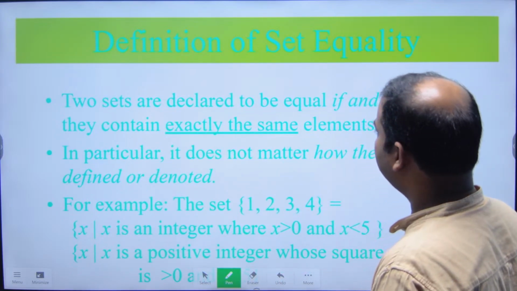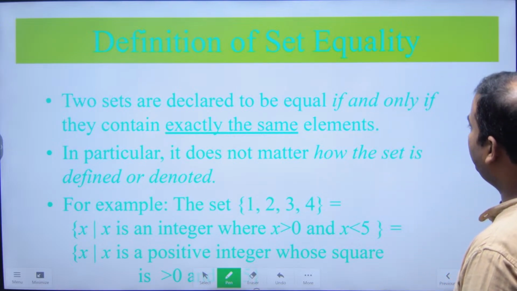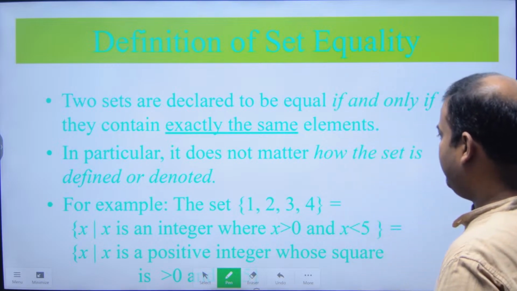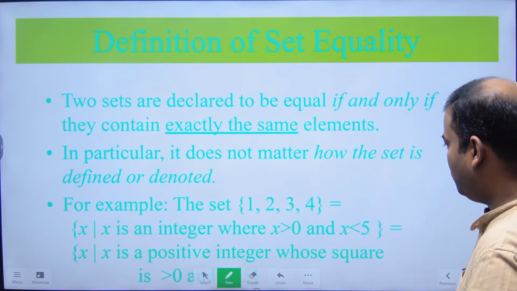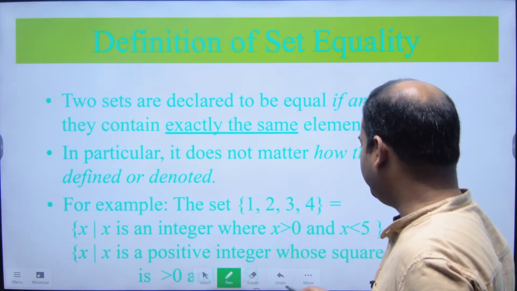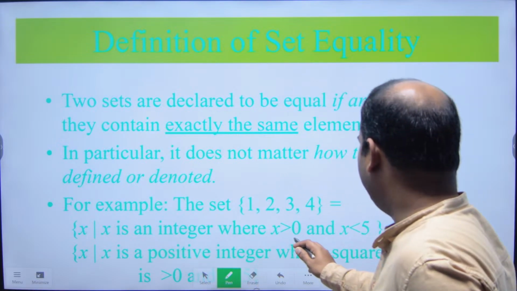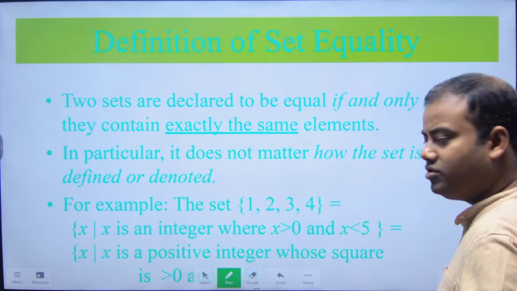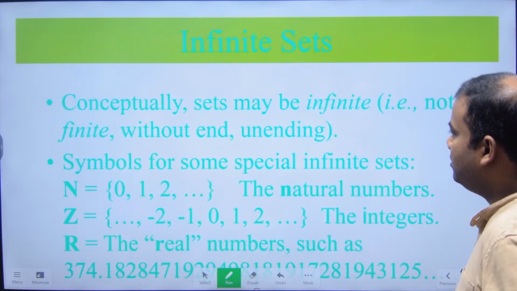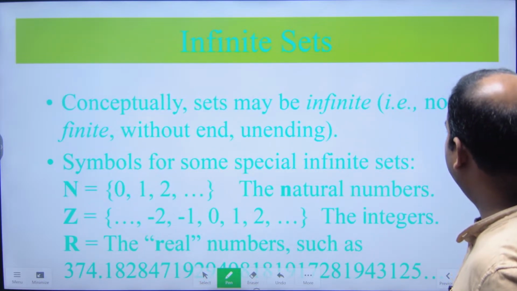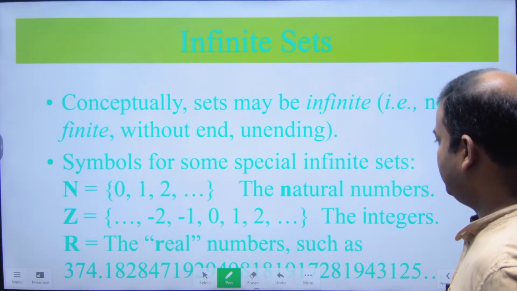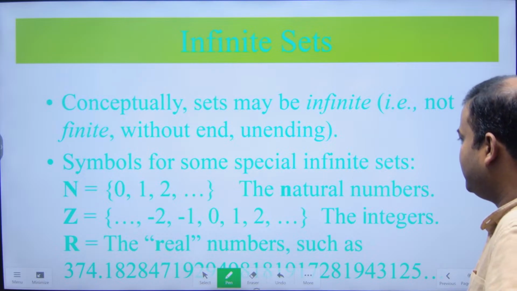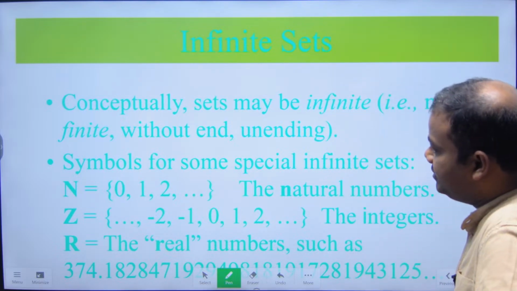Two sets are declared to be equal if and only if every element is the same. So for example, {1, 2, 3, 4} is equal to {x : x is an integer where x is greater than 0 and less than 5}. So these things are basic, you know already. Conceptually sets may be finite or infinite. So there are two different sets: one is a finite set and another is an infinite set.